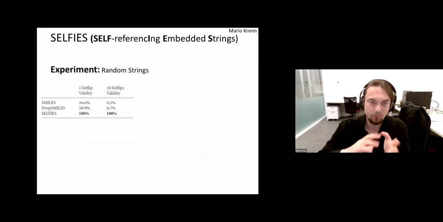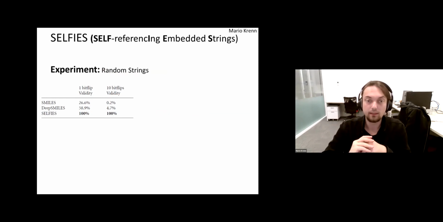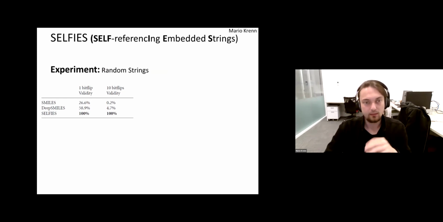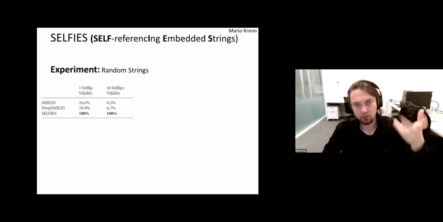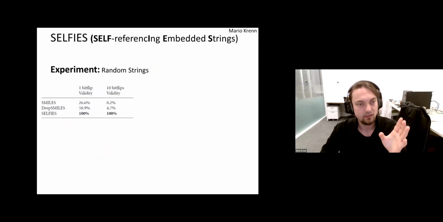We can do this more systematically and analyze what happens if we change a lot of symbols in the string. If we start with some valid molecule and we change a lot of symbols, for instance, if we change 10 symbols, in SMILES we get less than 1% validity. DeepSMILES less than 5%. In SELFIES, 100% valid.